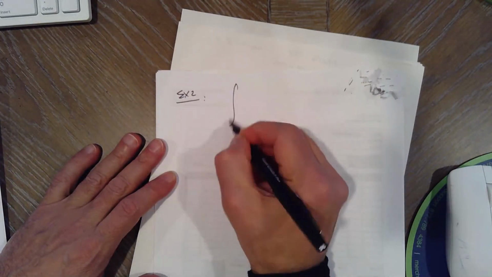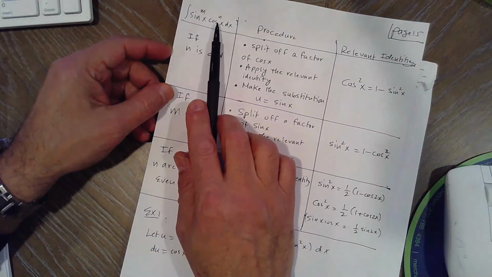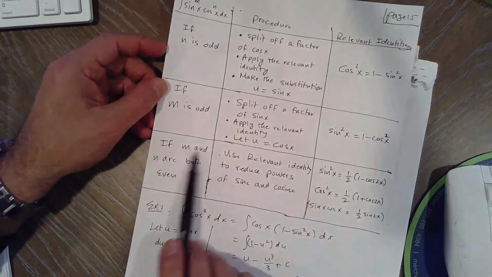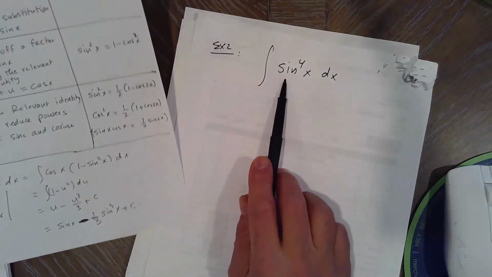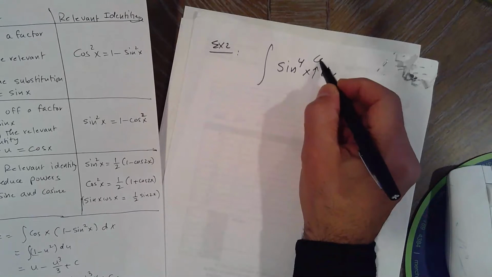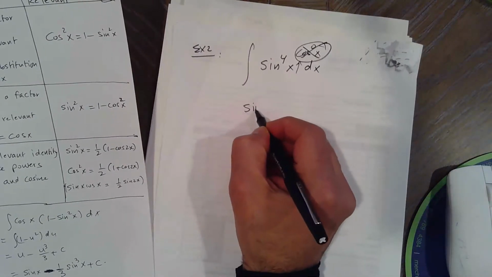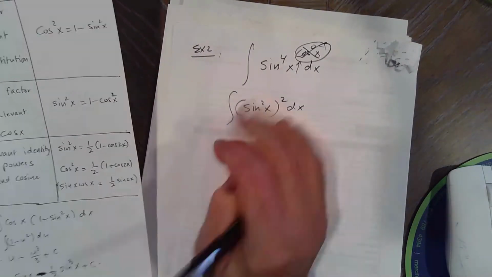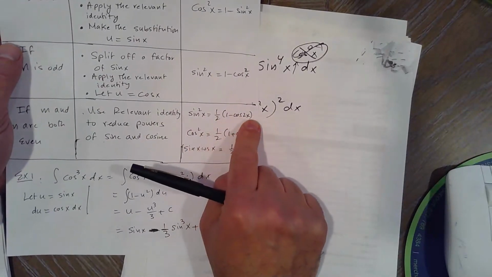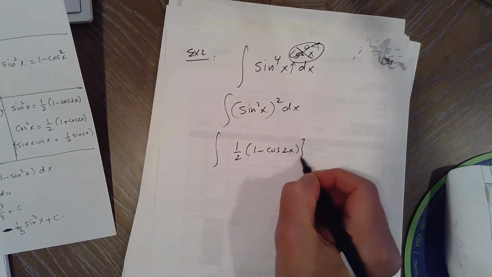That was not bad. Let's look at example 2. The integral of sine to the power 4 of x dx. If you look at the map, if n is odd, that doesn't apply. If m is odd, that's not odd. If m and n are both even, so we have sine 4x, that's there, and here actually cosine 0x, which is even also. So we can write this as sine square x squared. We're going to use the identity sine square is 1/2 times (1 minus cosine 2x). So it's (1/2 (1 minus cosine 2x)) squared.